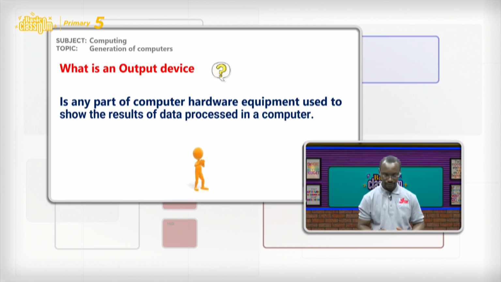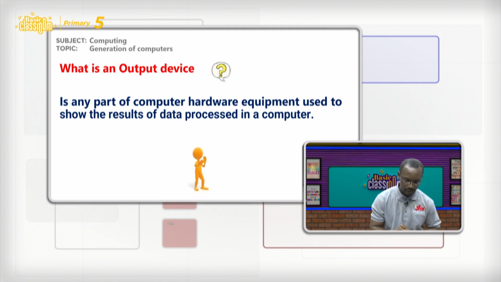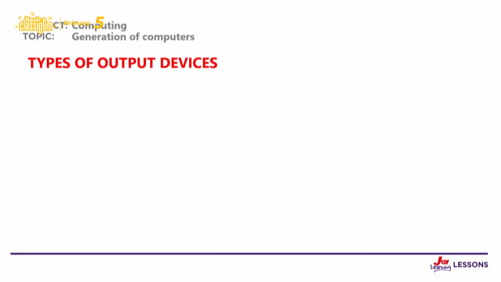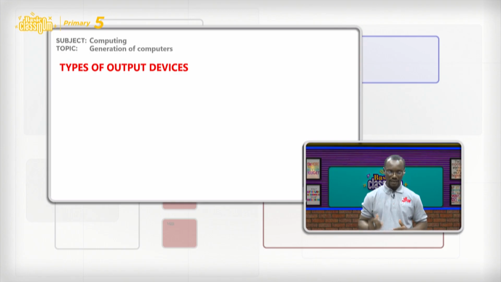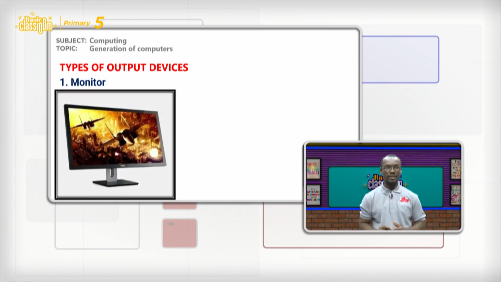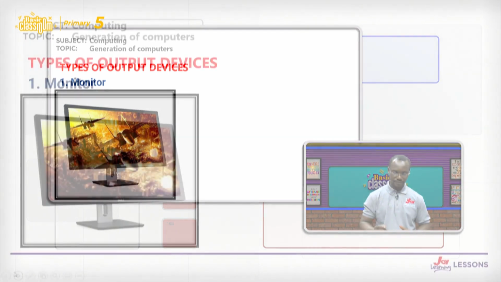Good. So let's continue. Then we want to look at types of output devices. For the types of output devices, the first one we have here is the monitor. Let's have a look at the monitor. So this is an image of the monitor.